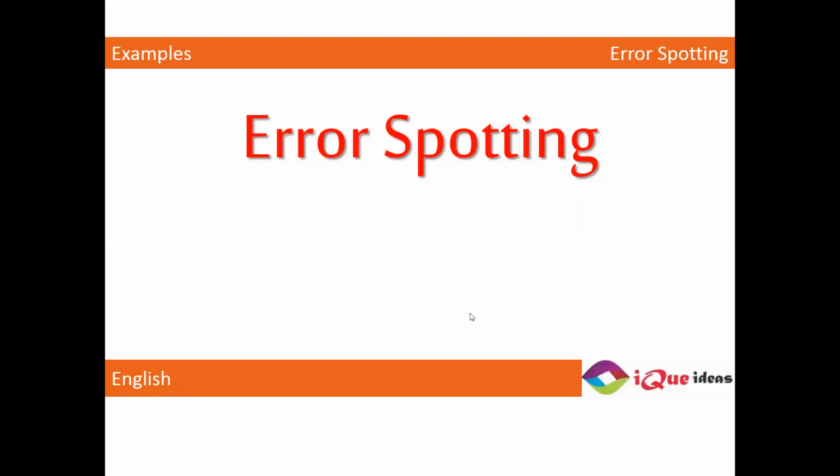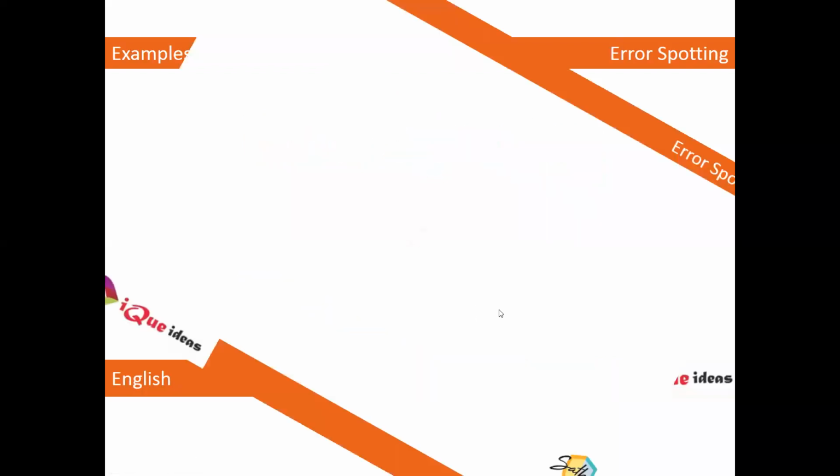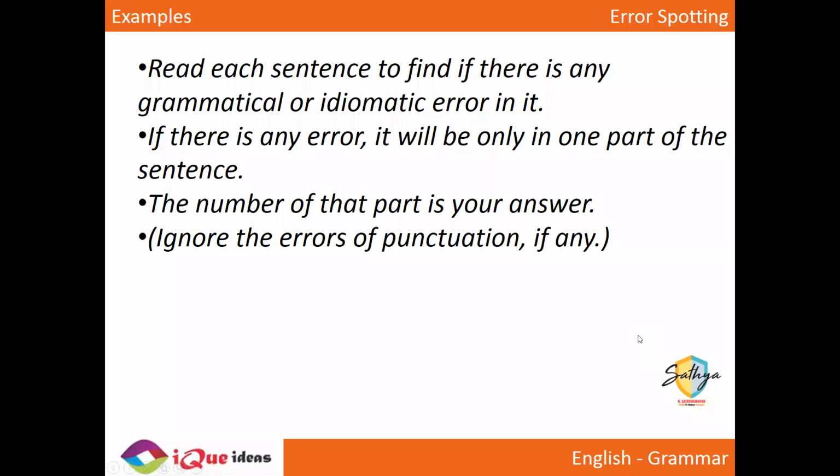So without further ado, the instructions are pretty simple, right? As usual, the instructions say that you have to read each sentence to find if there is any grammatical or idiomatic error in it. And generally, the error will be only in one part of the sentence. So A, B, C, D, E, whichever part has the error, you have to mark that as the answer.